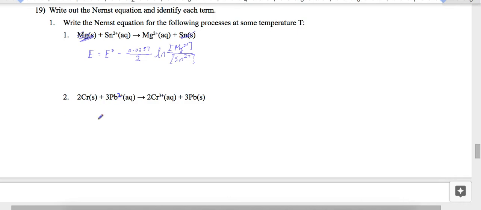All right, so we have everything the exact same, only it's 0.0257 over 6 electrons. Natural log of the chromium raised to the second power over the lead raised to the third power. Don't forget about the exponents.